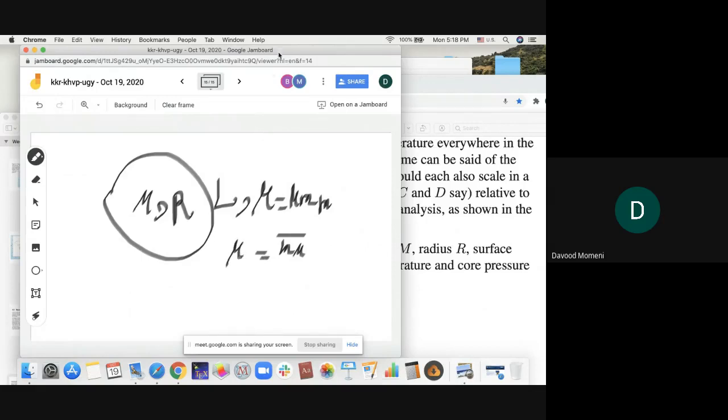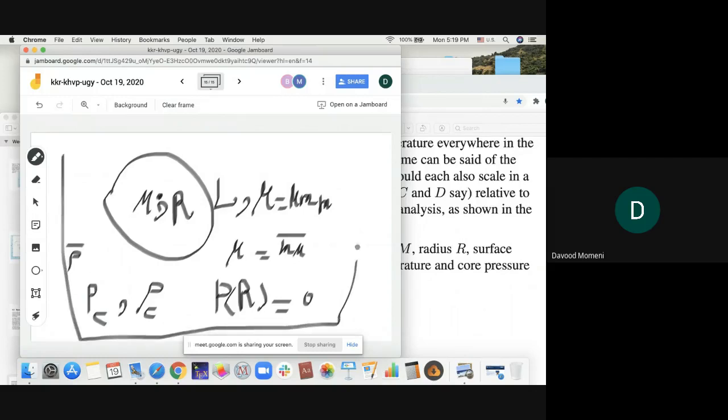This is the star we have, and this is the core. We have a pressure at the core and a center density at the core, and the pressure at the surface is 0. This is the condition for the star. The star will reach its radius when the pressure finally reaches 0. And you can not only talk about those parameters, you can also talk about the average density of the star.